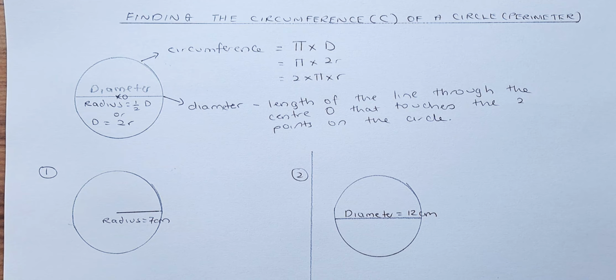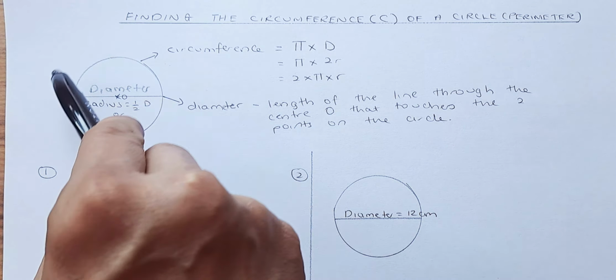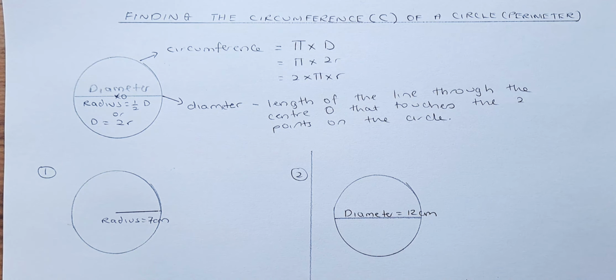In this video, we are going to learn how to calculate the circumference of a circle. Before we do that, we need to define some terminology regarding a circle. The circumference is the perimeter of a circle. If I ask you to calculate the circumference of the circle, we are actually calculating the perimeter of the circle.